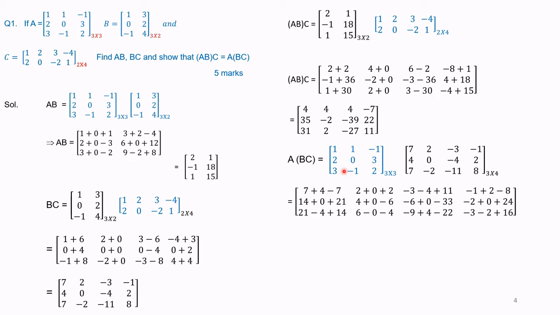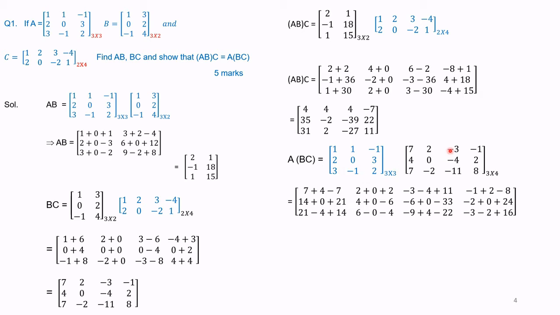A, third row into first column. That is 3 into 7, 21, minus 1 into 4, minus 4, and 2 into 7, 14. This is here. Then third row, second column, that is 3 into 2 is 6, minus 0, and 2 into minus 2 is minus 4. It is here. Third row, third column.